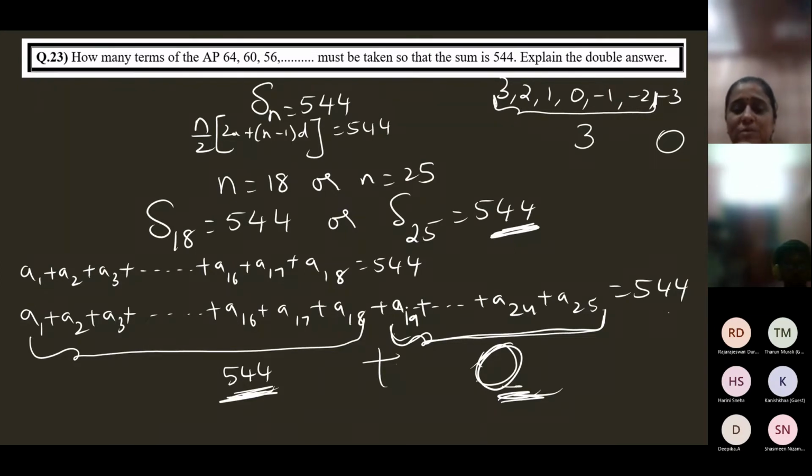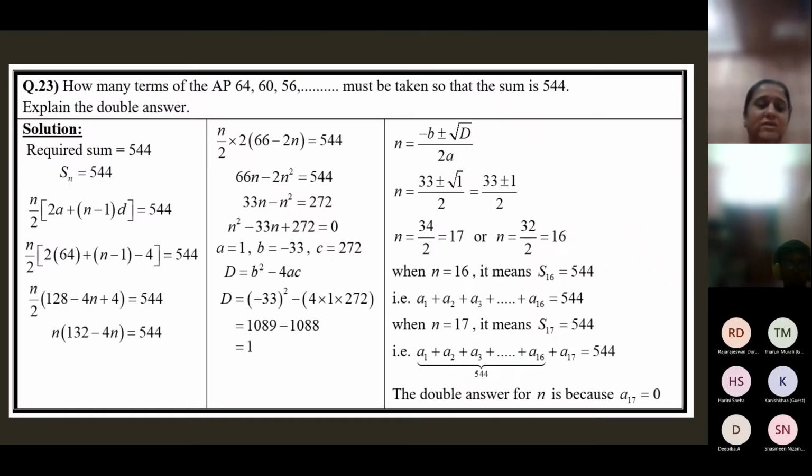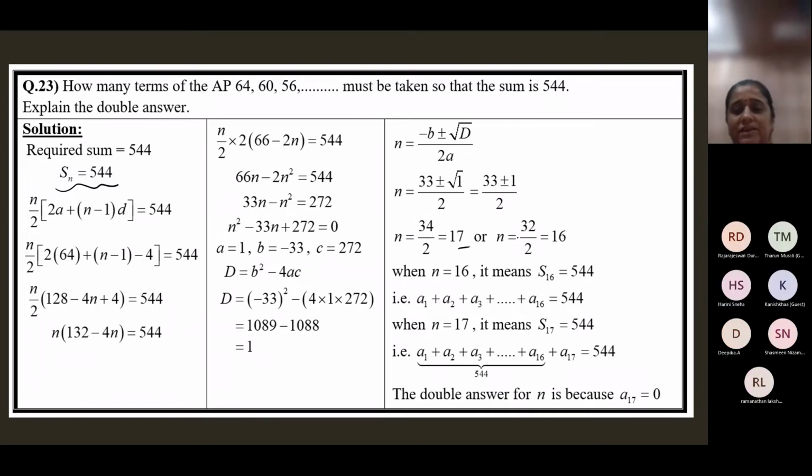Who's 0? The sum of the terms from the 19th to the 25th. The sum of all the terms from the 19th to the 25th is 0. So 544 plus 0 is 544. That's why the double answer is possible. This is the explanation for the double answer. You should write this. So Sn is 544. Work that. You get two values for n, 17 and 16.